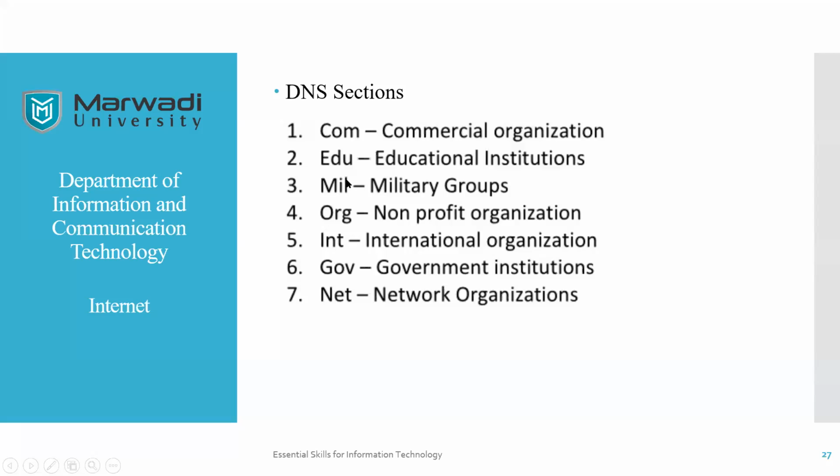Next is MIL. MIL stands for military groups. Then the fourth one is ORG. ORG stands for non-profit organization. Then the fifth one is INT, which stands for international organization. And the sixth one is GOV, which stands for government institute. And the last one is NET, that means network organization. So these are the different types of DNS sections.